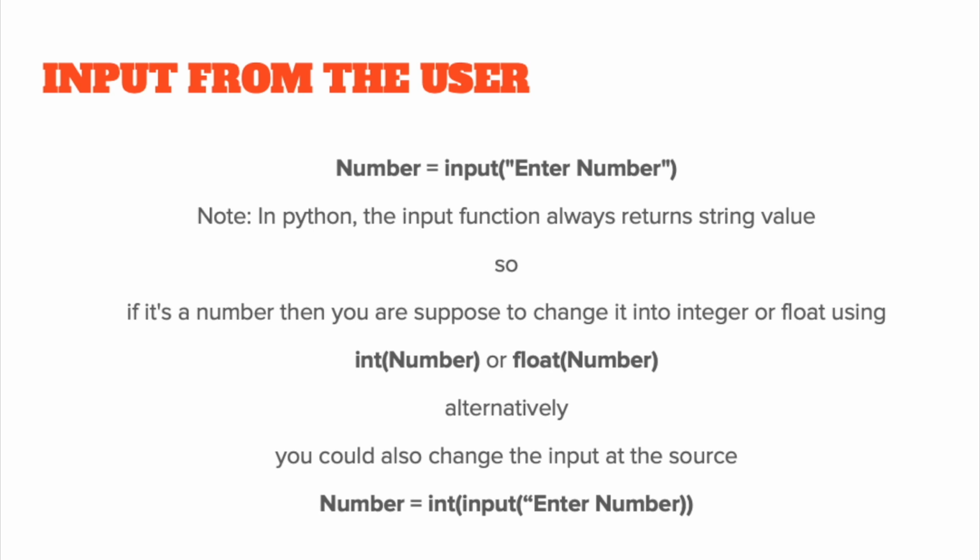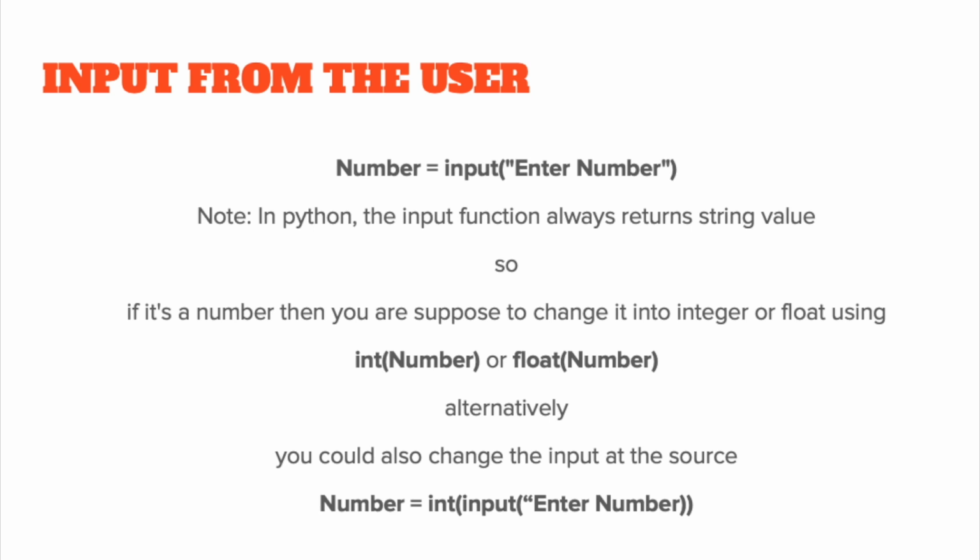Now let's look at getting data into a program from a user. In this case, we're going to use an input statement. So in a number variable, we're going to use the input statement, and then whatever value that the user types in is going to be assigned to this number variable. Now in Python, the input function always returns a string value. So if it's a number, you're supposed to change it into an integer or float using int number or float number. Alternatively, you could also change the input at the source, as number equals int of whatever the user inputs.